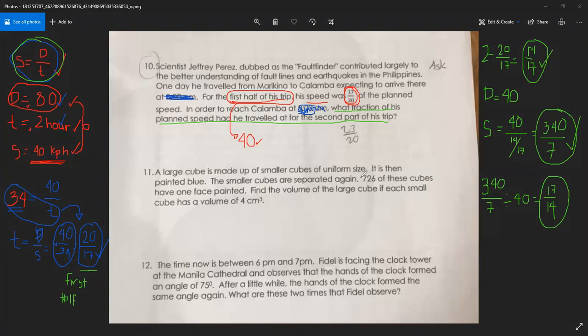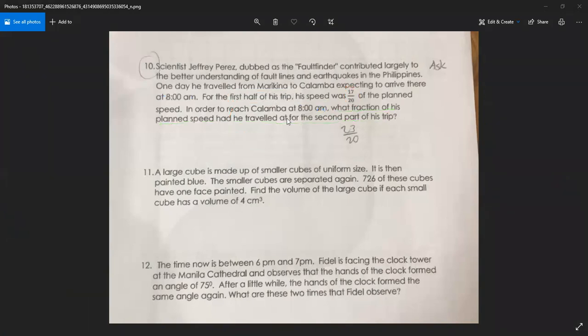number 11. Number 11 is quite easy. So what to do with number 11? Wait, I'm just going to clear every drawing. For number 11, what we are going to do here is to first divide 726 by 6. Teacher, why do we need to divide it by 6? Because there are 6 faces. So 726 divided by 6 is equivalent to 121. Okay?